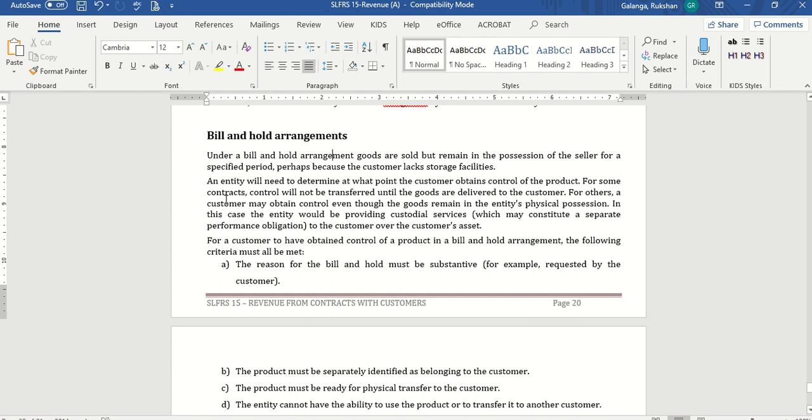Under a bill and hold arrangement, goods are sold but remain in the possession of the seller for a specified period, perhaps because the customer lacks storage facility.